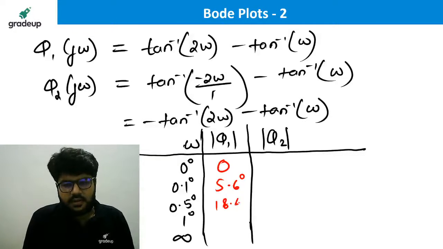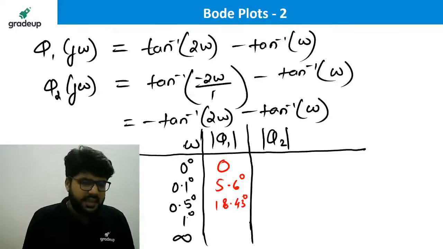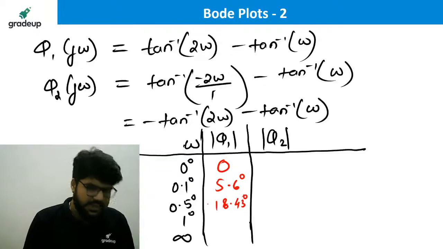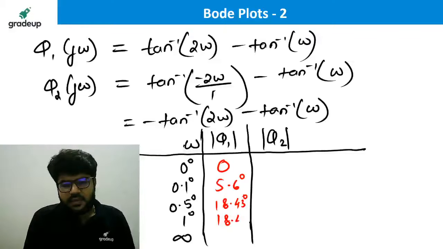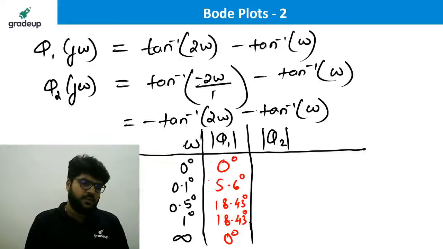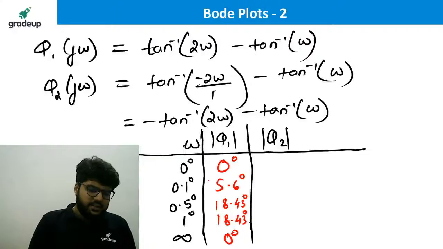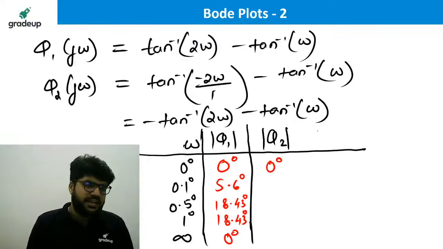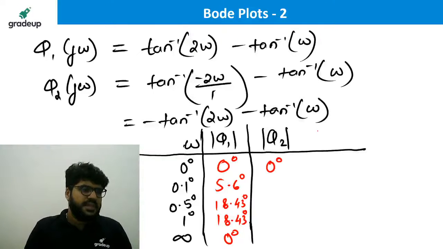18.43. Then at 1, we took tan inverse 2 minus 45 degree, and that is again 18.43. And at infinity, tan inverse infinity minus tan inverse infinity, 90 minus 90, 0. Then phi 2 in mod form will actually come out negative, so the first will be 0 only, tan inverse 0, tan inverse 0, that is same as 0 degree, that is same.